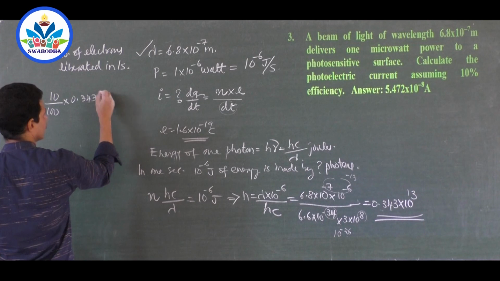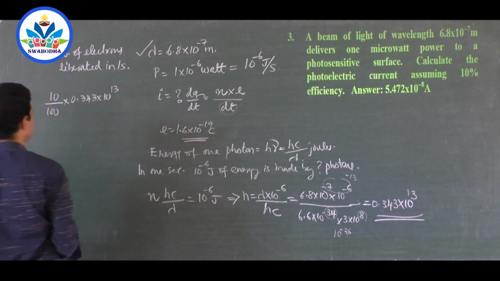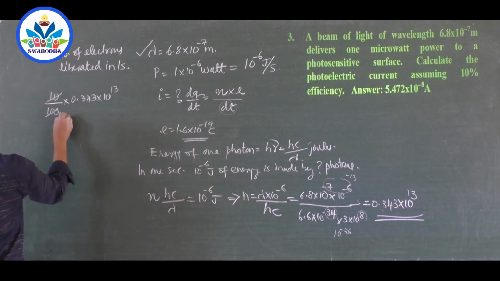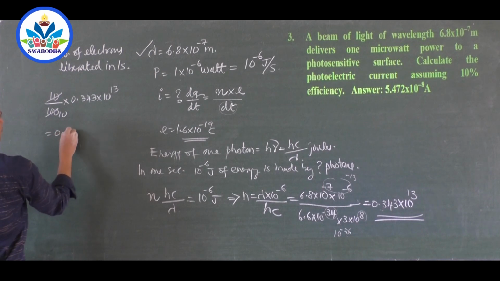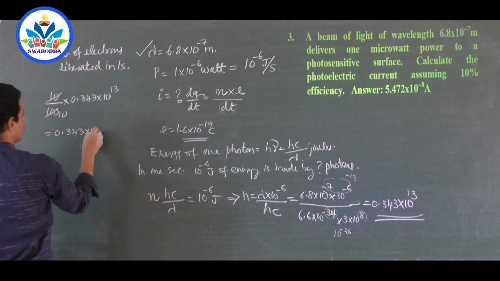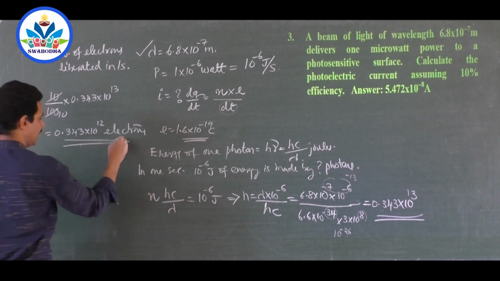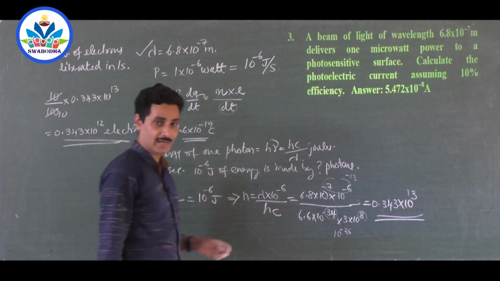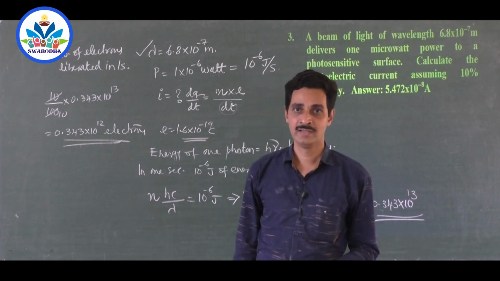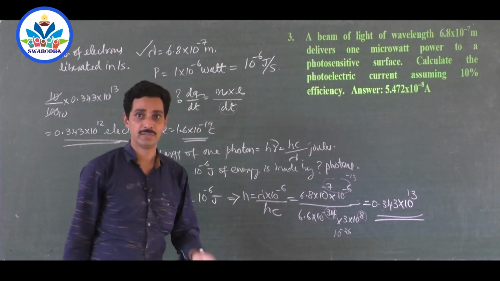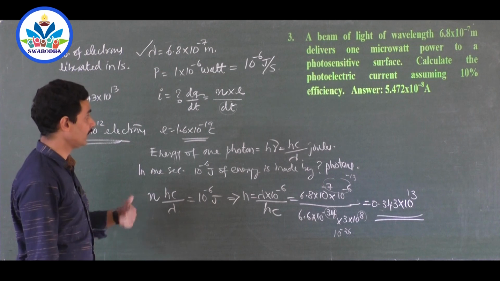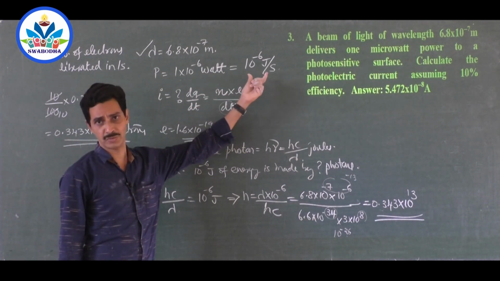0.343 into 10 to the power 13. What is 10% of so much? 10 times less, that is equal to 0.343 into 10 to the power 12 electrons. Correct? That one you have to take. Only 10% of all the electrons are able to be removed, and you could have done 10% here itself. That is also okay.